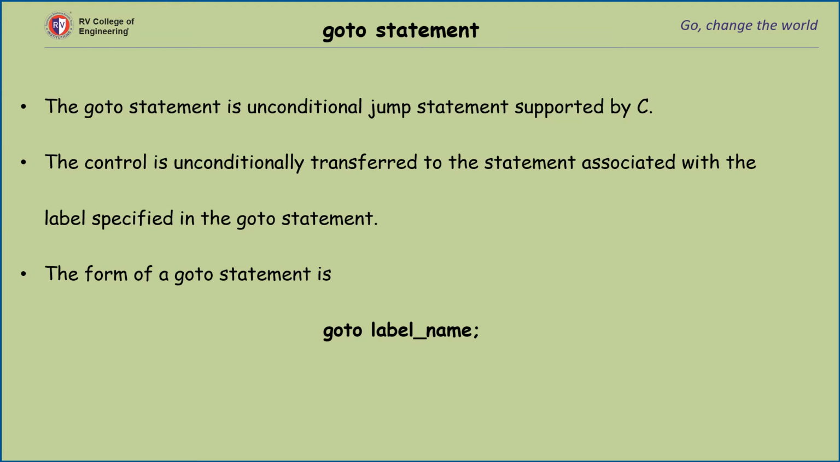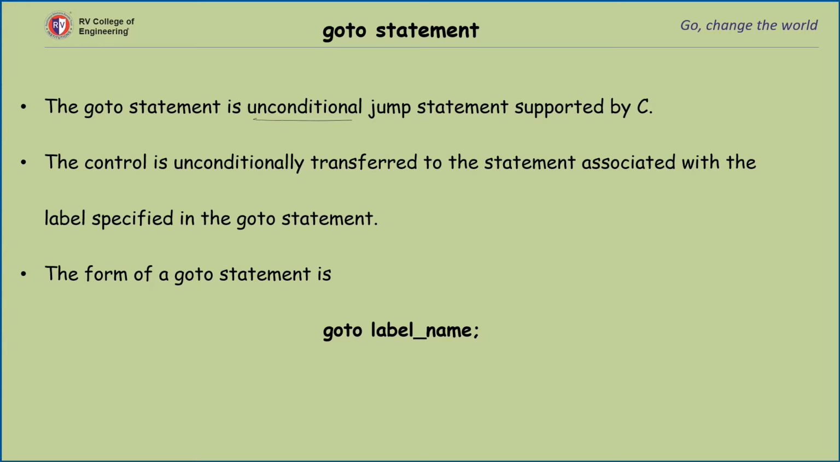The goto statement is basically an unconditional jump statement supported by the C language. So far we have seen if else and switch statements, which are conditional jumps. Based upon the results of the condition, the statements are executed. But in case of the goto statement, it is an unconditional jump without any result of the condition. We will be able to go to a particular statement.